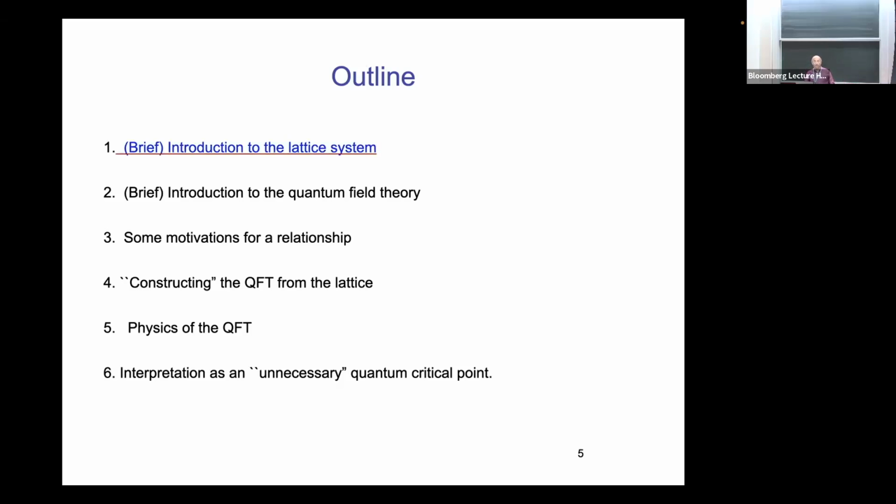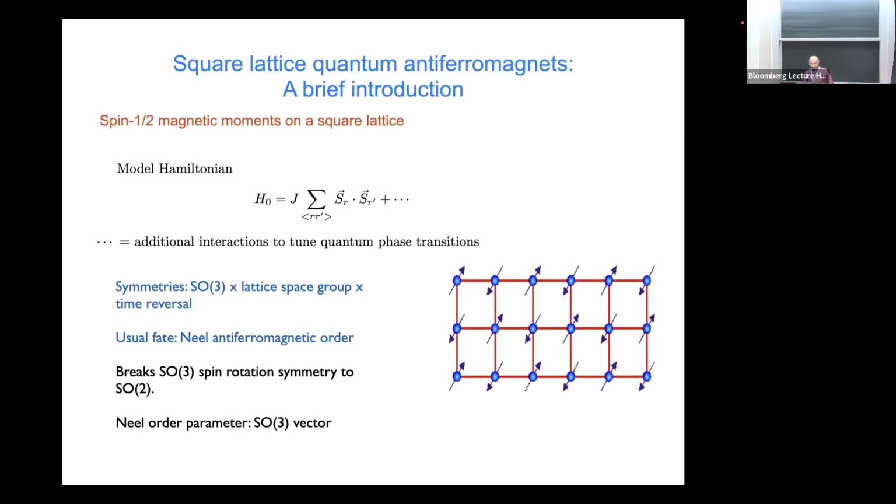Okay, so a brief introduction to the lattice system. The setting is very simple. We have a square lattice. So the lattice is in 2 dimensions. It has all the symmetries of the square lattice. And we populate the lattice at each site. We put a magnetic moment that transforms in the spin-half representation of SO(3). In condensed matter physics, we call this the spin.